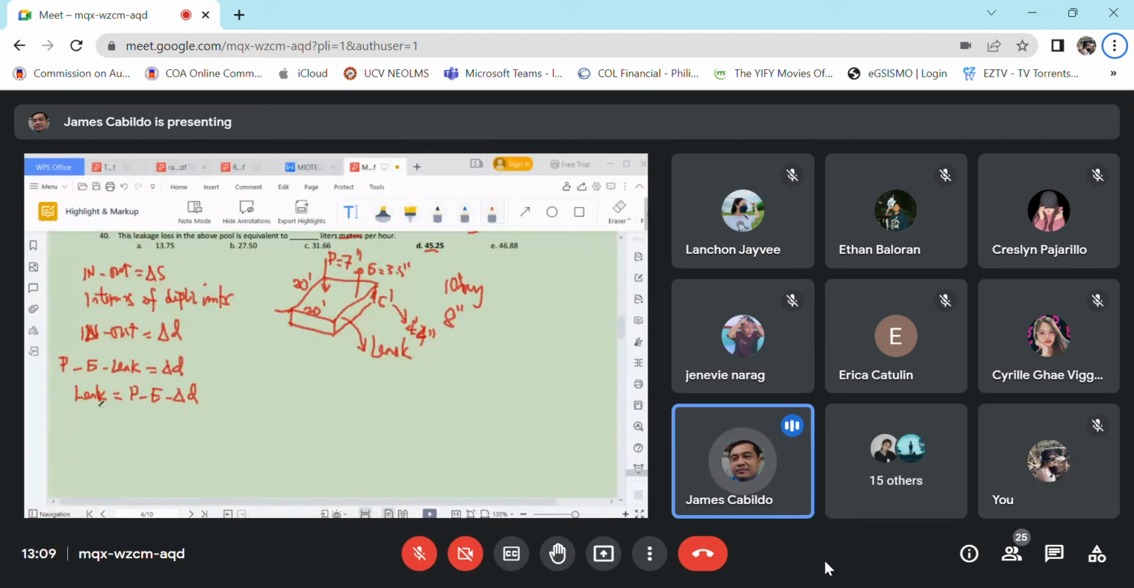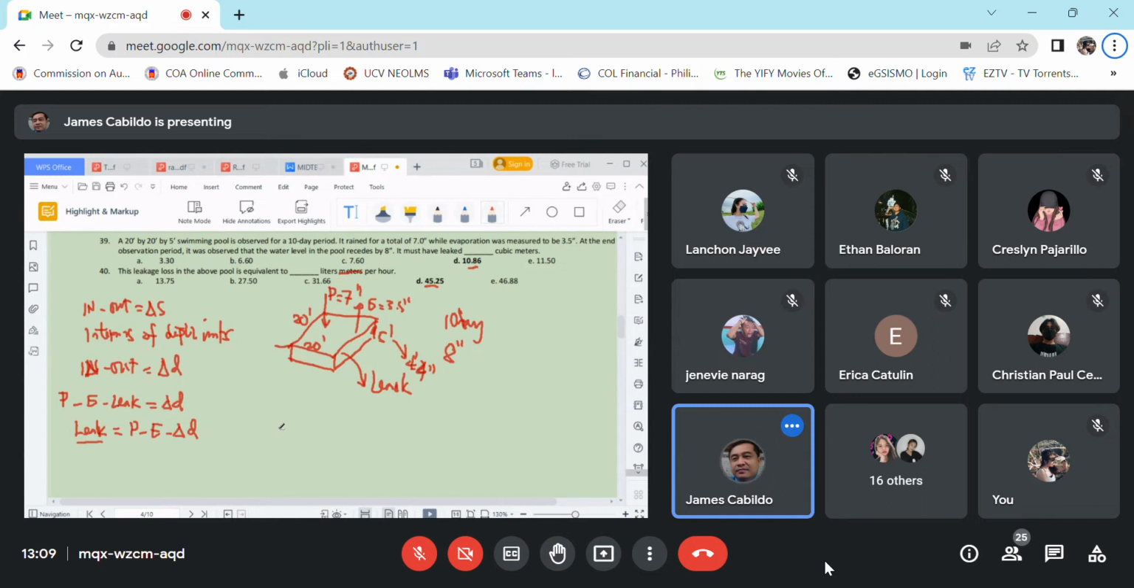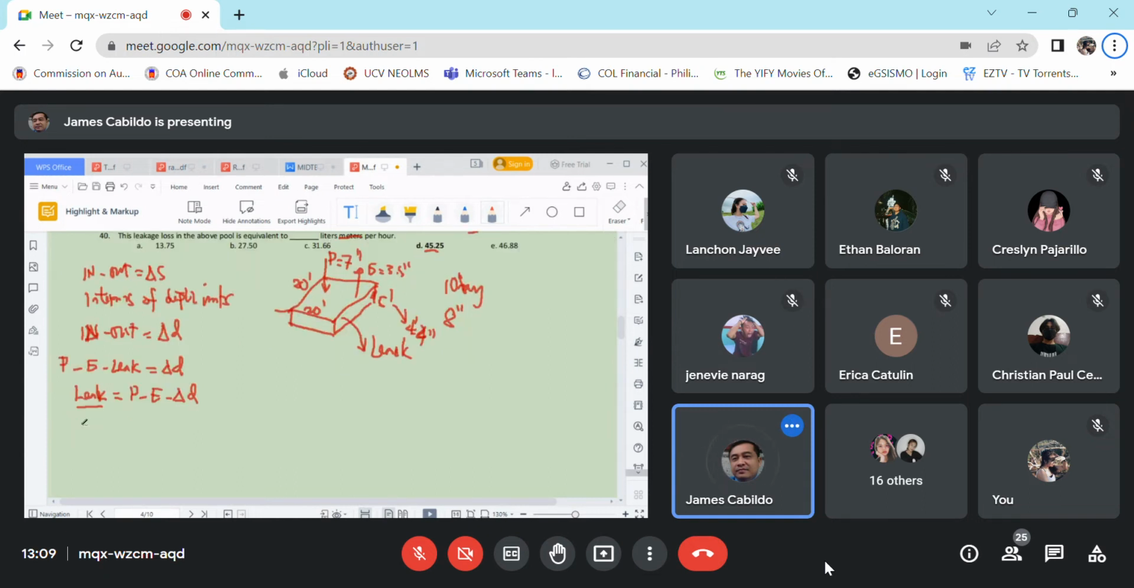Alright. So, ang kinukuha natin, yes. Ang kinukuha natin na unit, hinahanap natin na unit ng leak ay cubic meters. Volume, no? Volume unit. Leak in cubic meters. Okay? Leak in cubic meters. Okay. So, alright.